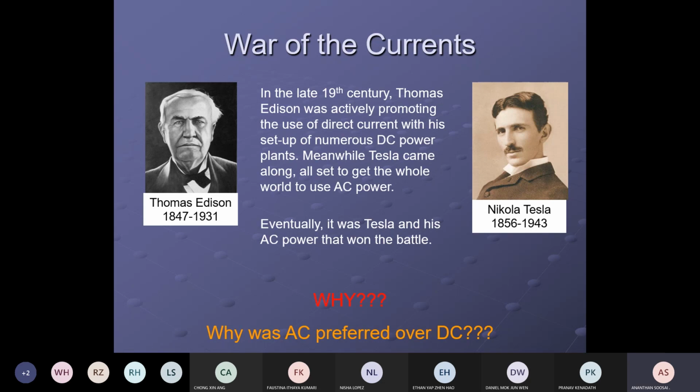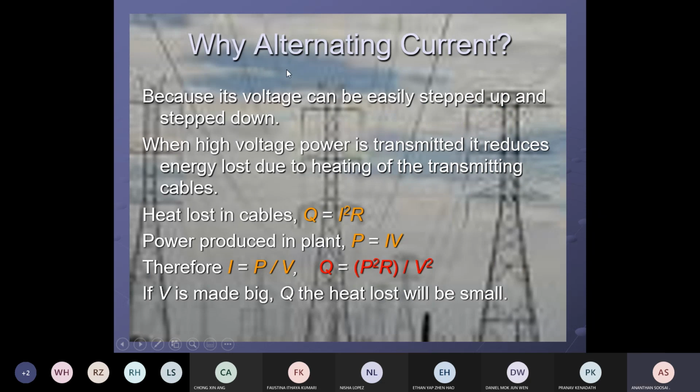Because for AC, the voltage can be altered by using a transformer. The voltage of AC can be altered by using a transformer. That's the main advantage. Another reason is that its voltage can be easily stepped up and stepped down, as I told you, by using a transformer. Why does the voltage need to be stepped up and stepped down?